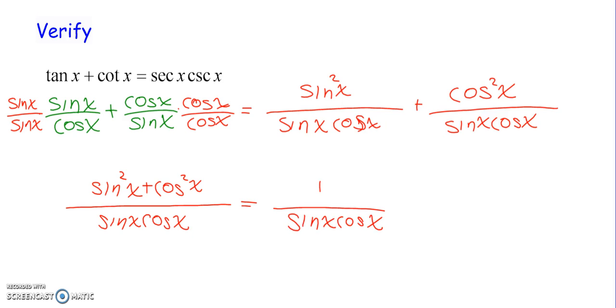And here's where you need to start paying attention to how do I get it to look like this? Well, 1 over cosine is the same as secant. 1 over sine is the same as cosecant. So you would say, all right, this is equal to secant x cosecant x. Be finished.